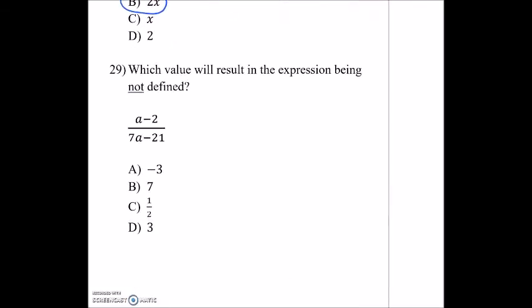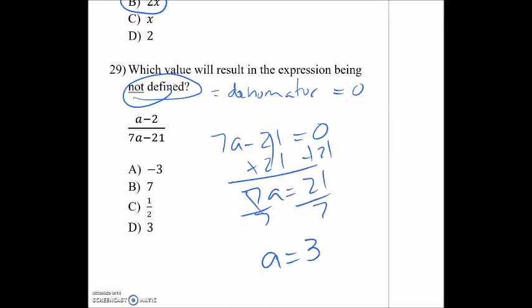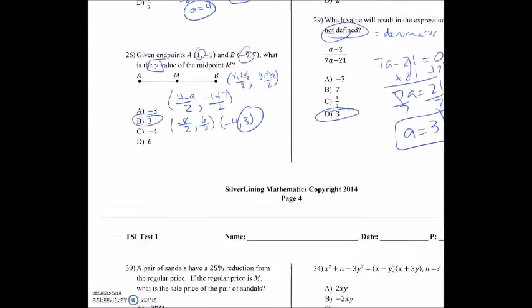Number 29, when they use the words not defined, that means that my denominator should be equal to 0. So 7a minus 21 is equal to 0. Add 21, add 21. 7a equals 21. Divide by 7, divide by 7. a is 3. So look at those questions, check your answers.